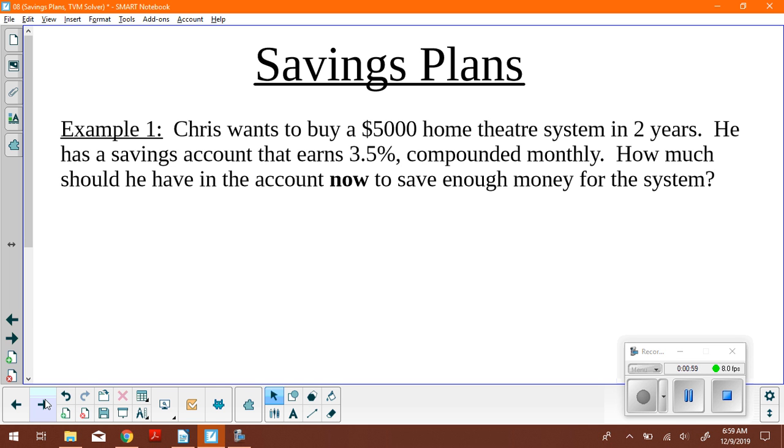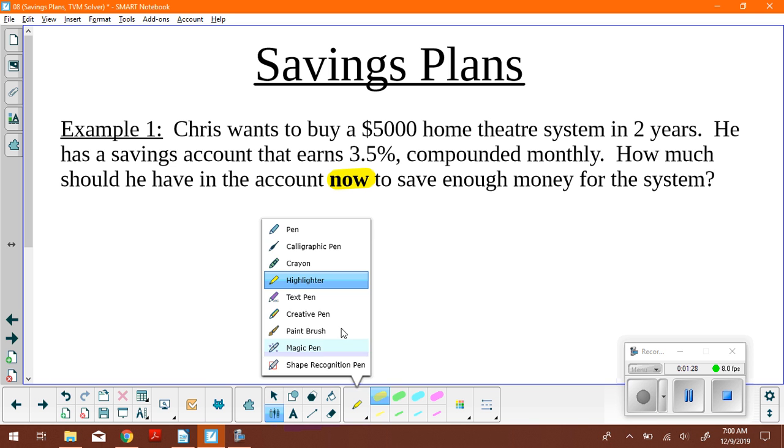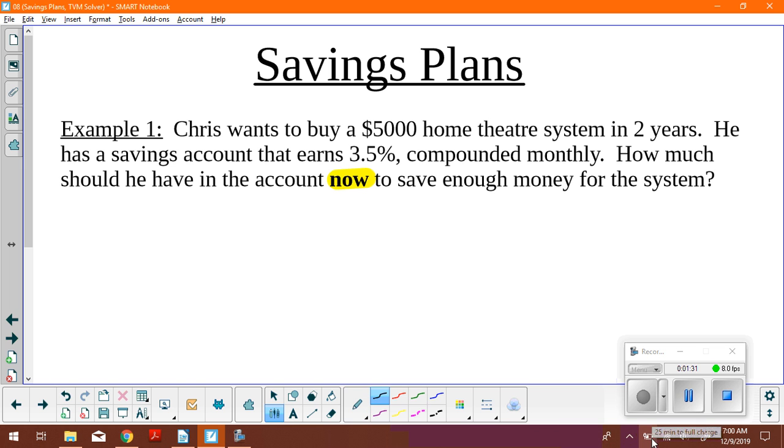Chris wants to buy a $5,000 home theater system 2 years from now. He has a savings account that earns 3.5% compounded monthly. How much should he have in the account now to save enough money for the system? The key thing here is that I'm talking about now. It doesn't say he's going to save monthly payments or weekly payments. Because we're not making any payments, this is not an annuity. This is compound interest, so we're going to go back to using our compound interest formula.